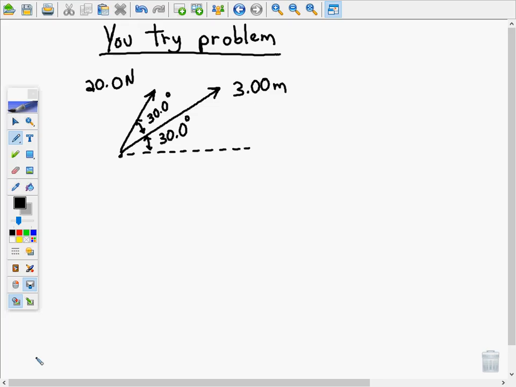All we're concerned about is during this process, as the object moved along this 3 meter displacement, and that force acting the way it's shown, acted on it, how much work did that force do on the object? So the work done by the 20 Newton force is the question mark.